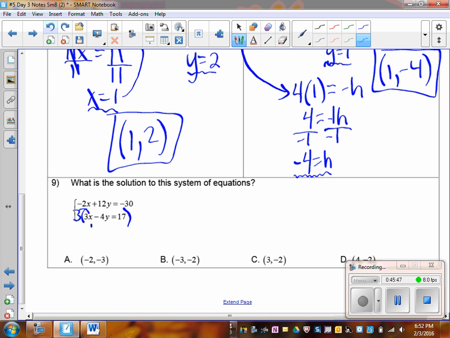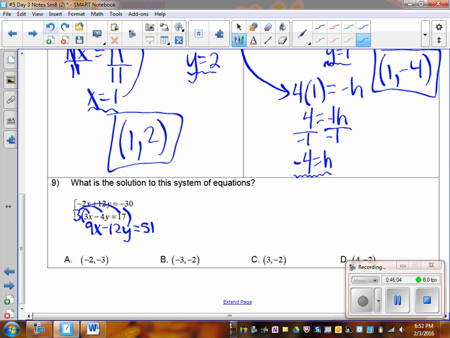So I multiply this out, I get 9x minus 12y. 3 times 17. Let's see, 3 times 10 is 30. 3 times 7 is 21, so that would give us 51.